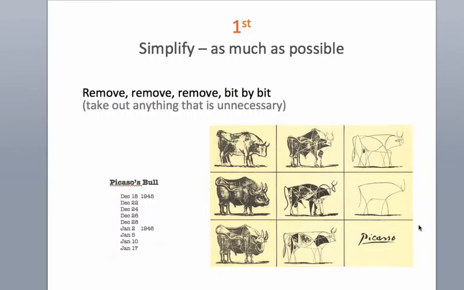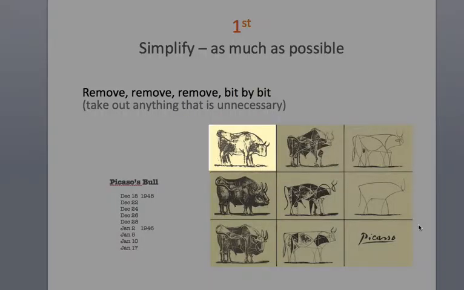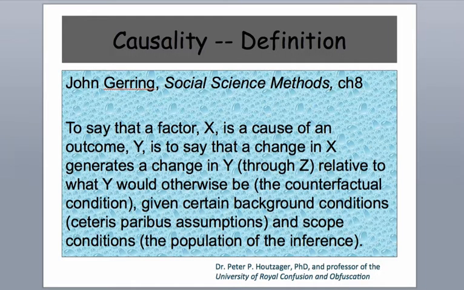First lesson, simplify as much as possible. Remove every bit of information that's not essential. So here's a slide I made a while back when teaching research methods. It's basically the story of causality, what it is that we mean when we say something is causal.